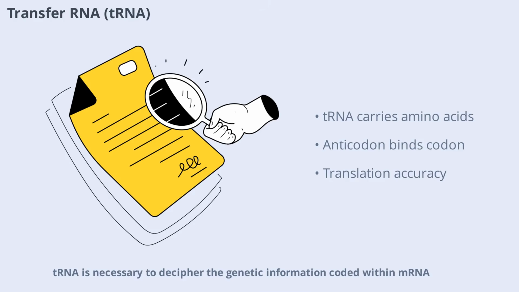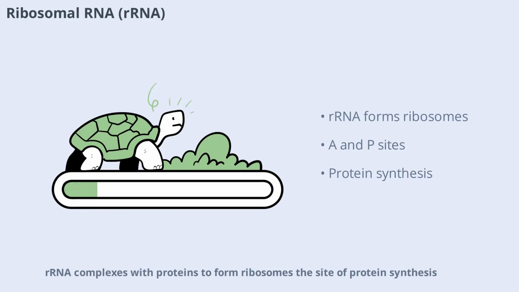tRNA is necessary to decipher the genetic information coded within mRNA. Each carries the amino acid that corresponds to its anticodon. During translation, the anticodon in tRNA binds to the codon in mRNA, ensuring the correct amino acid is added to the growing protein chain. RNA complexes with proteins to form ribosomes, the site of protein synthesis.